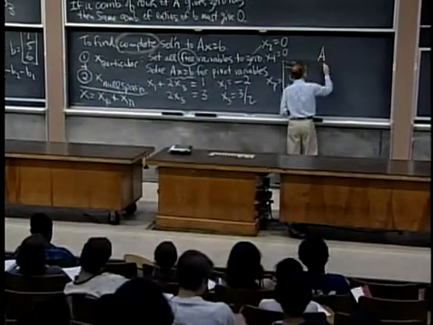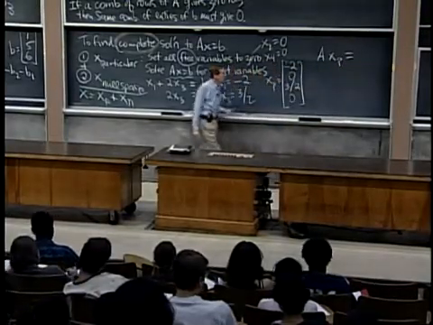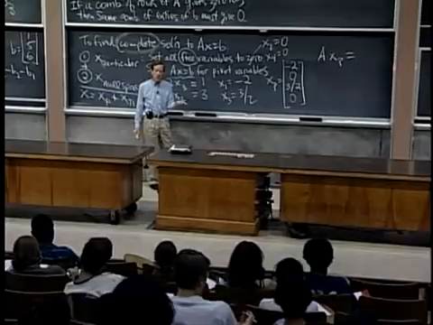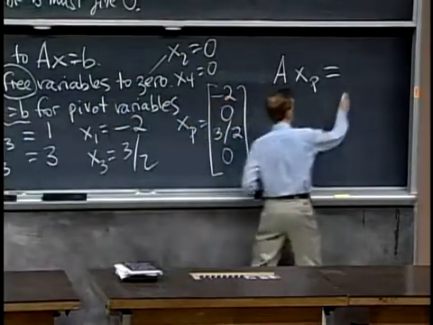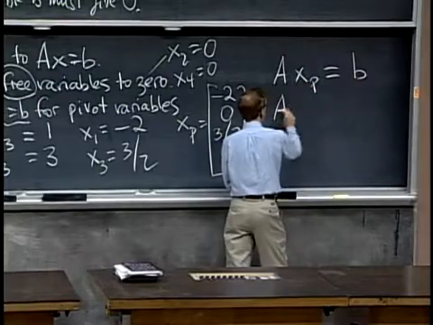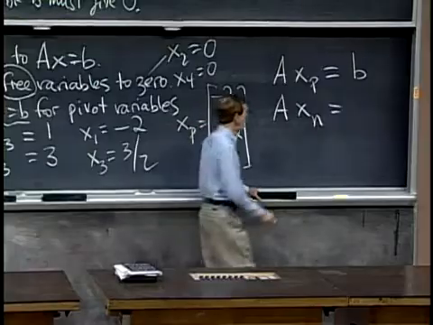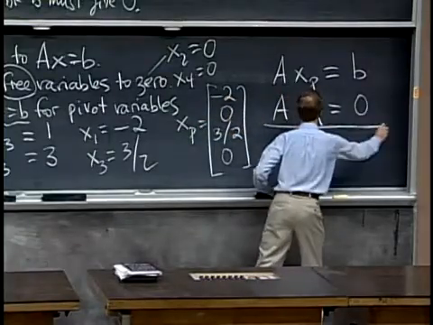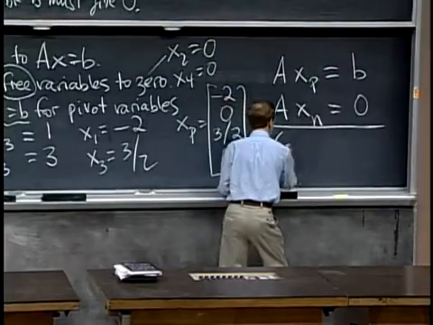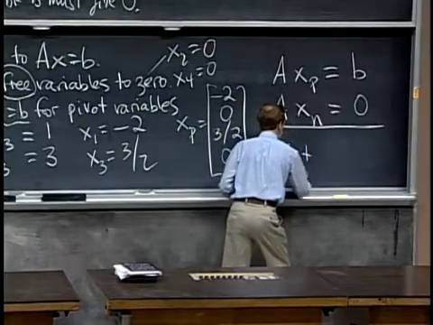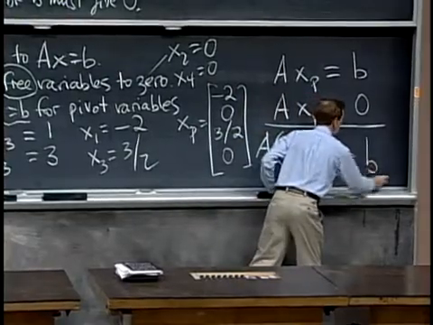A xp, so that's x particular. So what does A x particular give? That gives the correct right-hand side b. And what does A times an x in the null space give? 0. So I add, and I put in parentheses, xp plus xn is b plus 0, which is b.